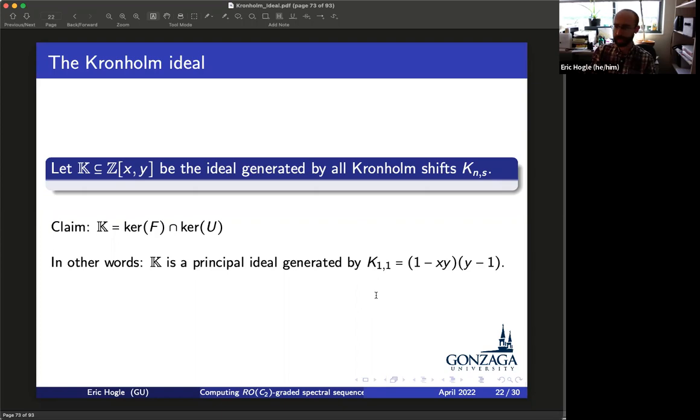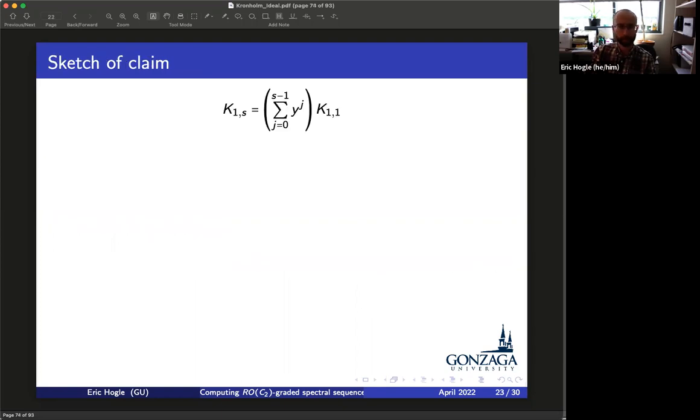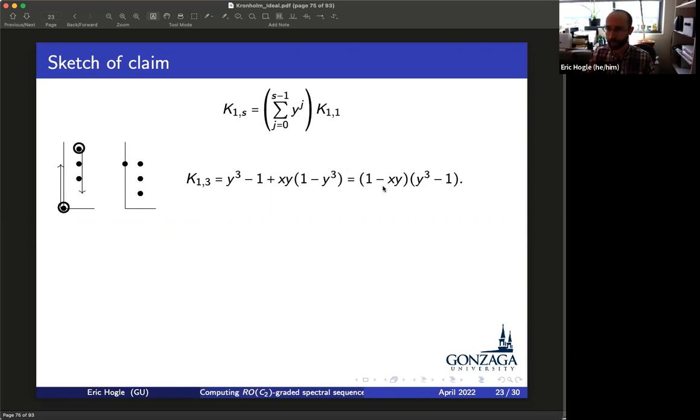Okay, so let me sketch why that's true. First of all, if you have a K1S, a shift by S from two adjacent dimensions, we can rewrite that as K11 times this polynomial. So, sort of a proof by example here, but if I want to shift this point up by 3 by having a differential to the lower cone of this thing, which shifts it down by 3, my polynomial is going to be given by this expression.